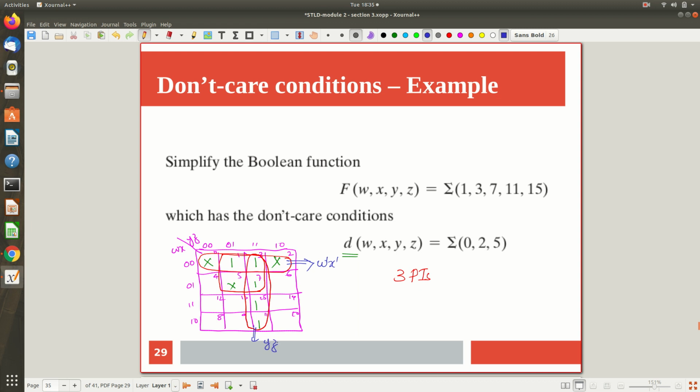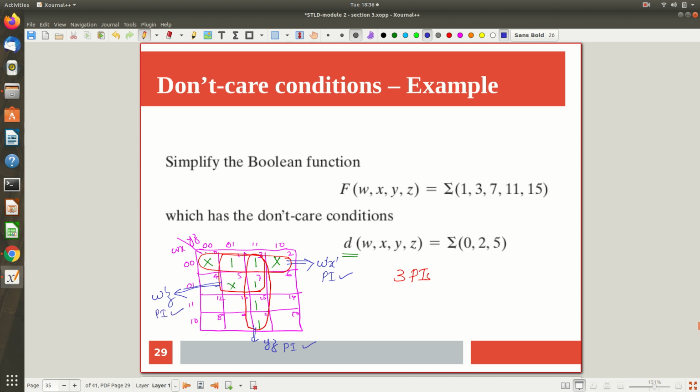y z, and this group corresponds to what? This group corresponds to w bar 0 to 1, y changes z, w bar z. Like that I am getting 3 different prime implicants. Okay, there are 3 prime implicants. Now the question is, I know that all these are prime implicants. This is also a prime implicant, and this is also a prime implicant.